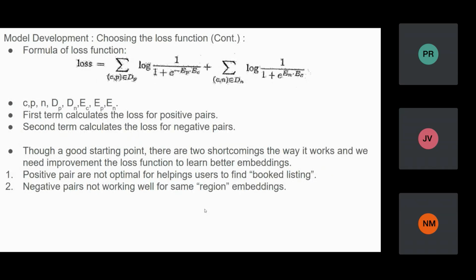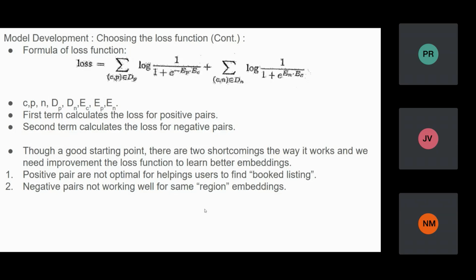So this is the formula of the loss function that we'll be using. There are different terms, with C for a central listing, P for positive listing, and N for negative listing. Now DP is the pair of a positive listing, DN is the pair of a negative listing, and EC, EP, EN are the embeddings for central, positive and negative listings. So the first term calculates the loss for positive pairs, and the second term calculates the loss for negative pairs.